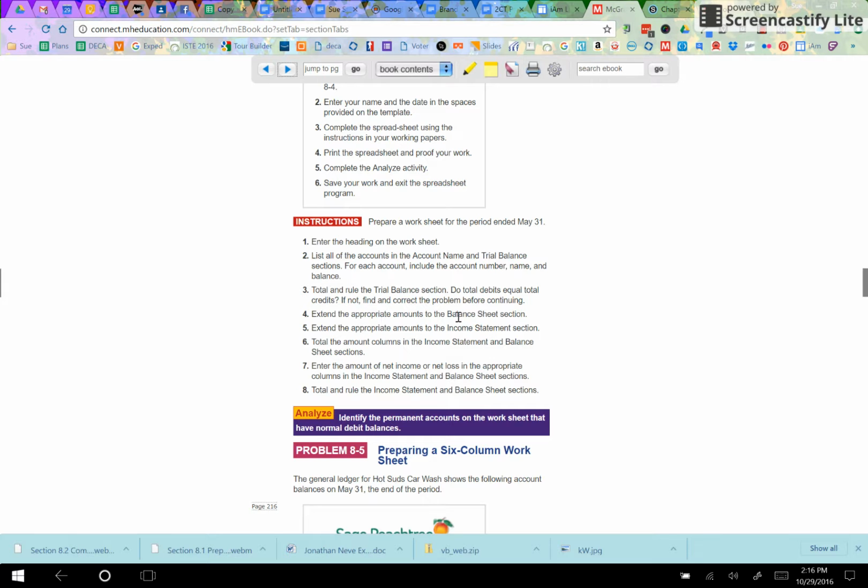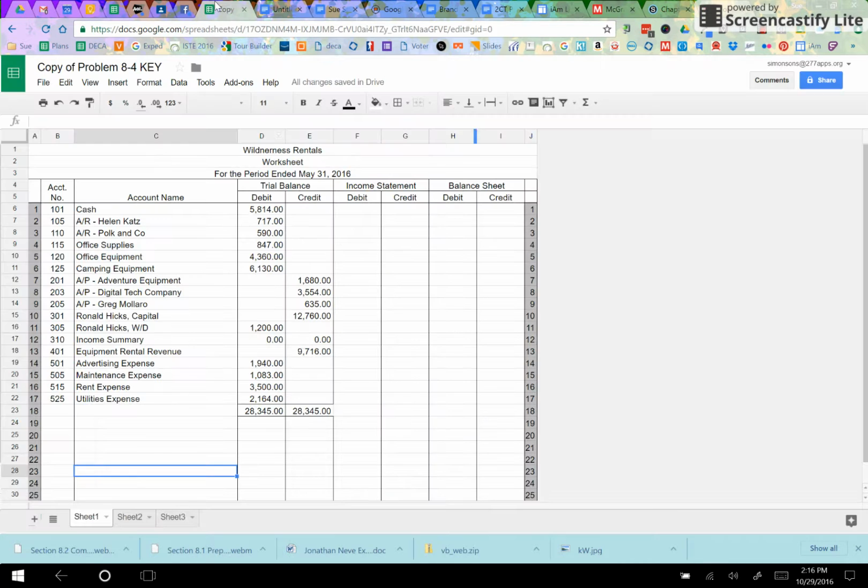So we're going to extend first our balance sheet section. Okay, so the balance sheet section are the permanent accounts in the accounting equation. So assets, liabilities, and owner's equity. And you're like, why isn't that here instead of income statement? You know, that's kind of the funny thing. But in order to finish the balance sheet, the income statement needs to be done first. So that's why they put that there.